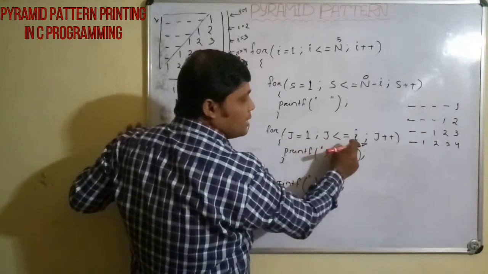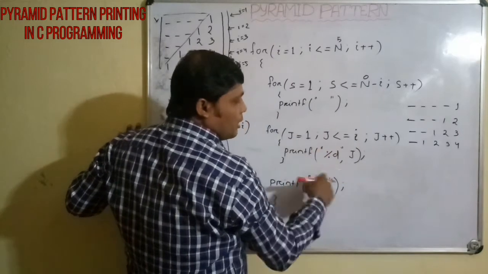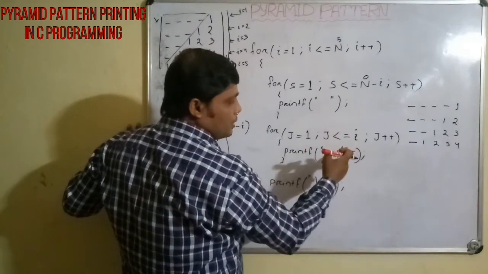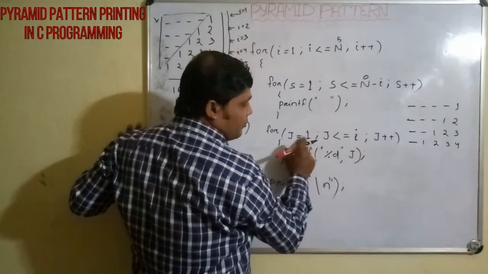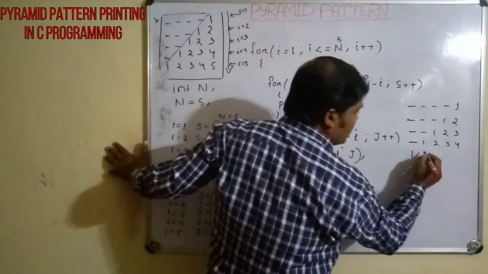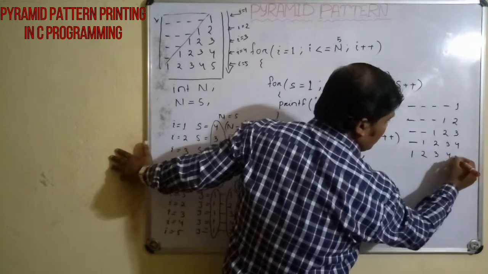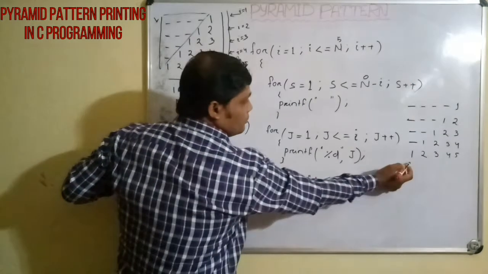J equal to 1, j less than or equal to 5. I value is 5 last time, so it will work for 1, 2, 3, 4, 5. So 5 values it will print. First time j value is 1, so it will print 1. Again j will be 2, like this. It will print 1, 2, 3, 4, 5. Clear? Then it will go to the next line.